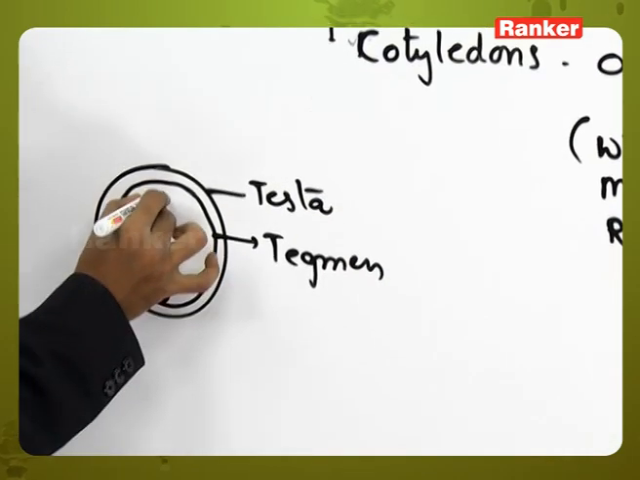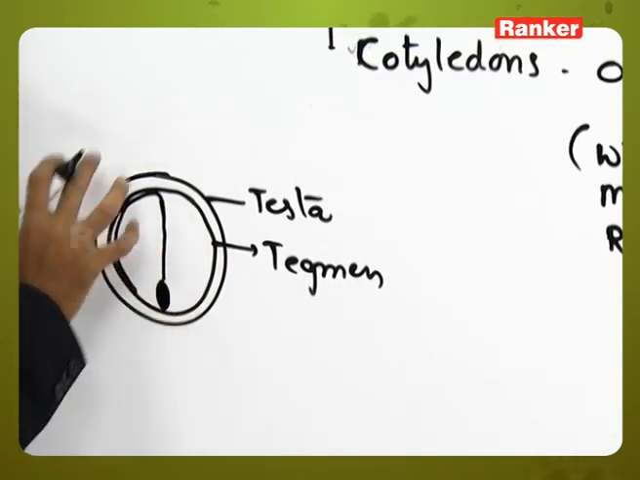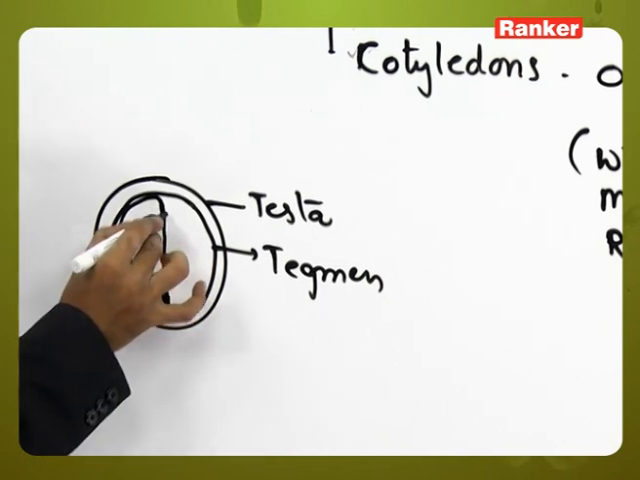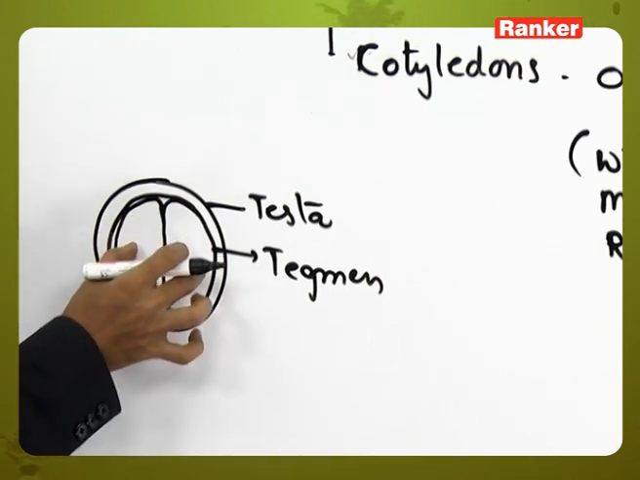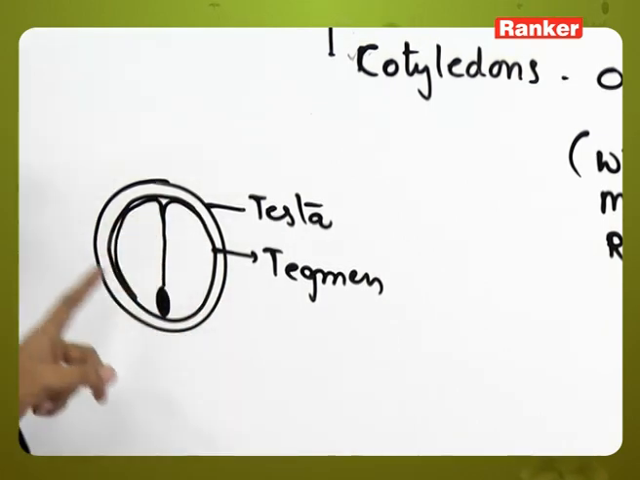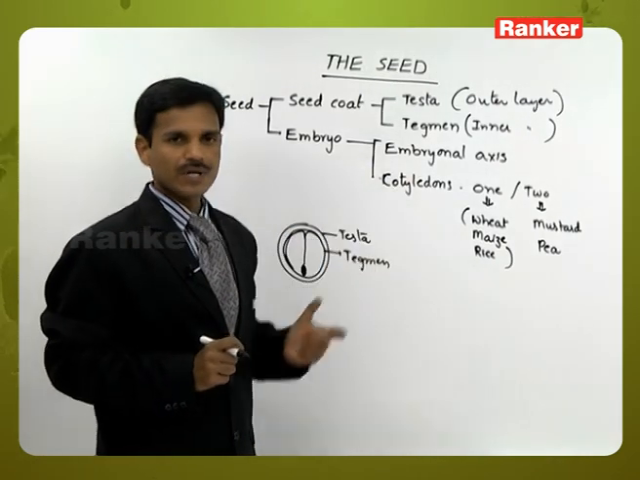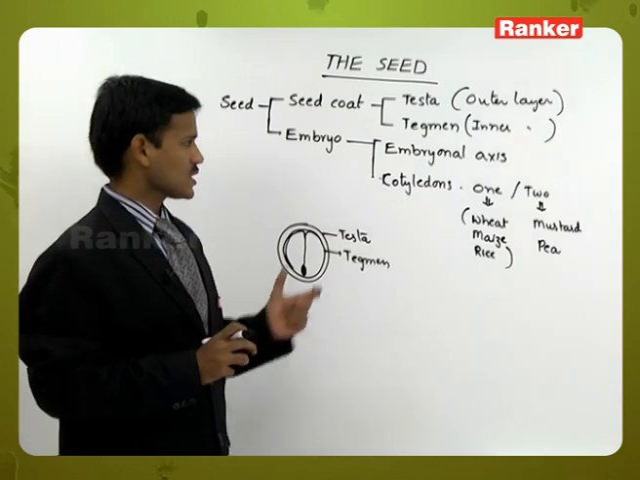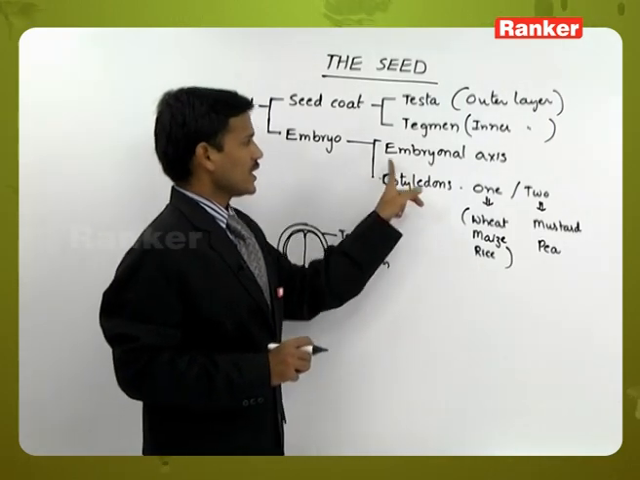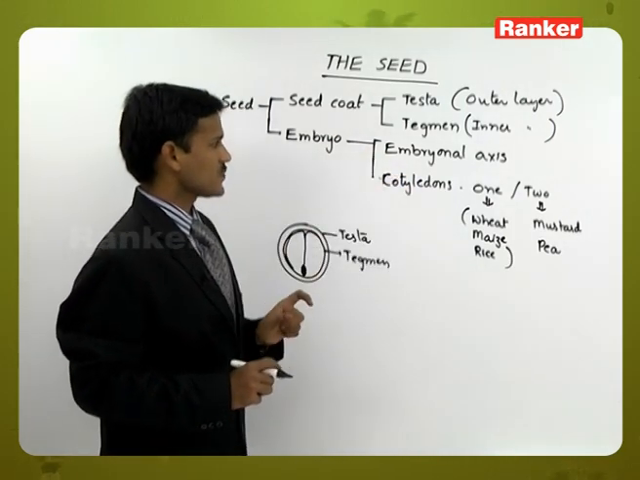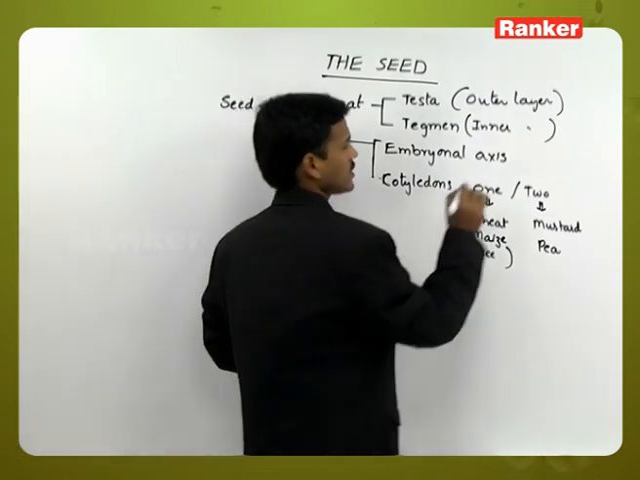One cotyledon or two cotyledons. So it is dicot. For example, it is a dicot seed. Dicot seed is having two cotyledons. This is one cotyledon, and this is two cotyledons. And generally the cotyledons are rich in nutrients, rich in proteins. And here embryonal axis.